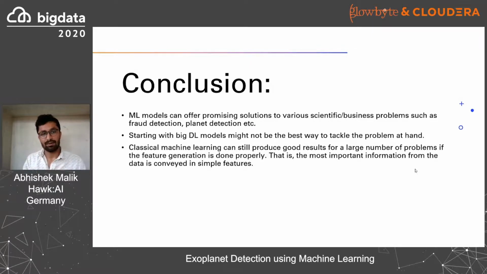Especially, the simpler machine learning models can also produce very good results, especially if the feature generation part is done right. And by that I mean the most important information for the task should be conveyed in the features that we generate. It can be image data, time series data, or any data. I think before starting with big heavy models, or the best performing models, and trying to tweak them, we should still try a simple machine learning model first.